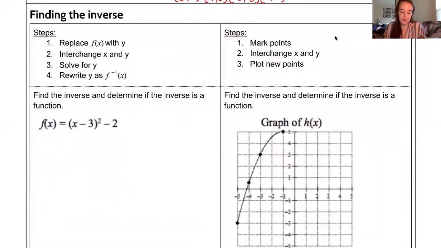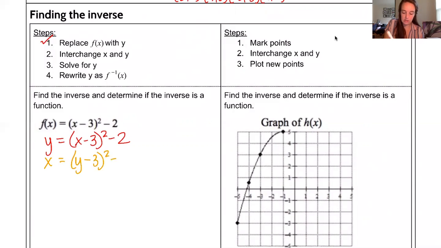So with equations and graphs, we're going to still switch x and y. So first, in order to have x and y to switch, we need to replace f of x with y. So I'm going to say, okay, this is y equals (x minus 3) squared minus 2. That's the first step. The second step is to change x and y, right? So I'm going to change this into x and this into y. If there were multiple x's or multiple y's, you would change all of them to whatever the opposite is. So that's my second step.